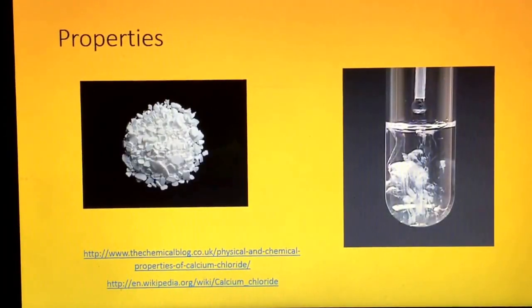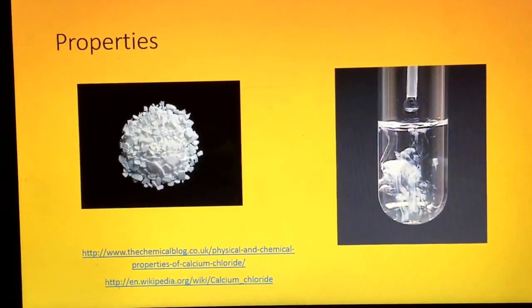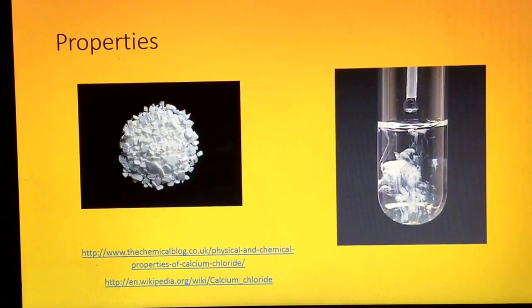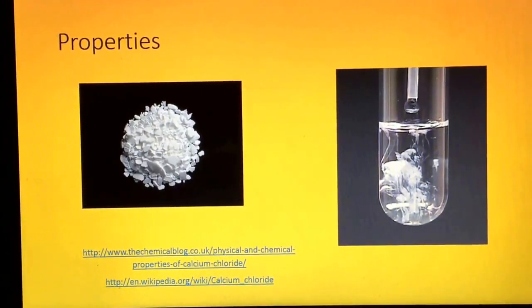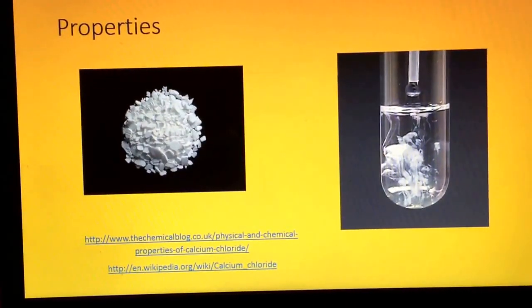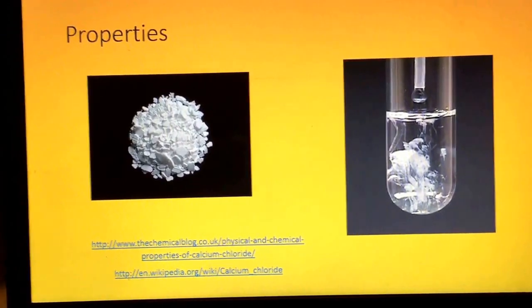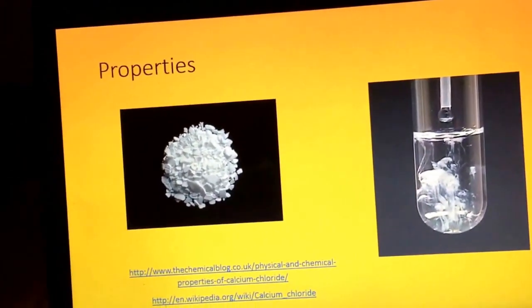Some properties of calcium chloride, some physical properties. It's a solid white powder at room temperature. It has a melting point of 772 degrees Celsius and a pretty high boiling point of 1670 degrees Celsius. And in the second picture, it's also aqueous and hygroscopic, which means that it can turn into a liquid solution when placed in water or in a humid area.